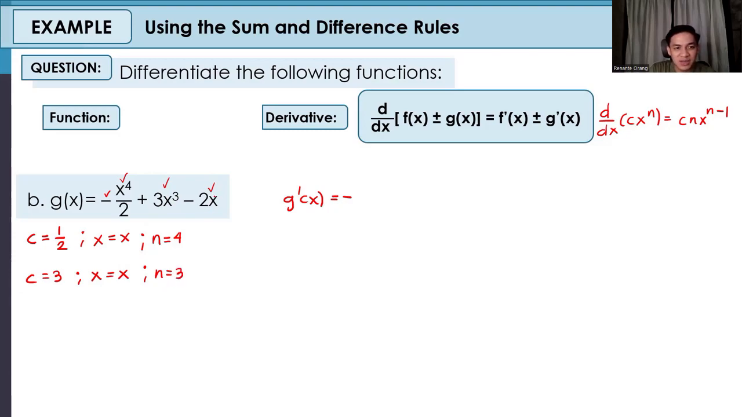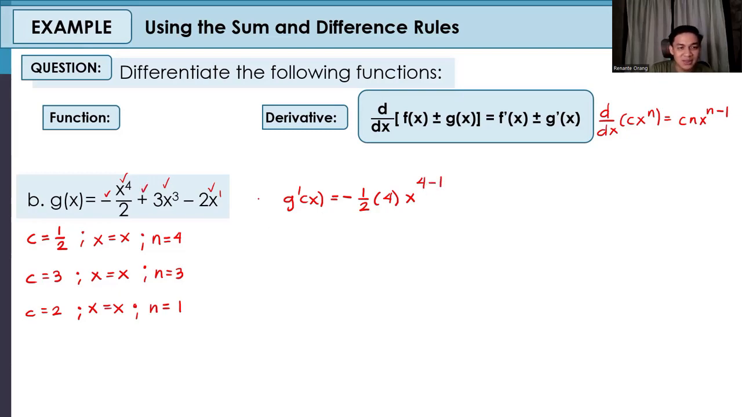How about this one? Ang constant natin is equivalent to 2. Ang x natin is equivalent to x because x raised to the power of 1. And then, yung ating n dito is equivalent to 1. Okay, proceed po tayo. Negative. Then, yung formula natin, constant is 1/2. N natin is 4. X natin dito is x. And then, n minus 1 is 4 minus 1.